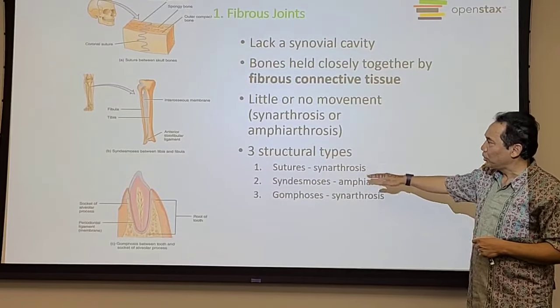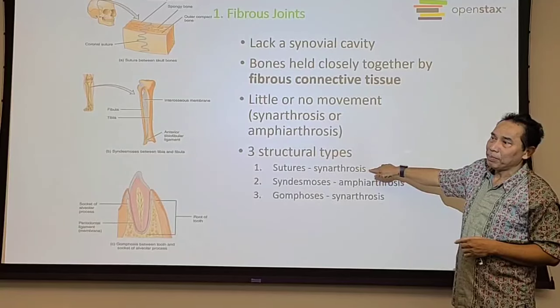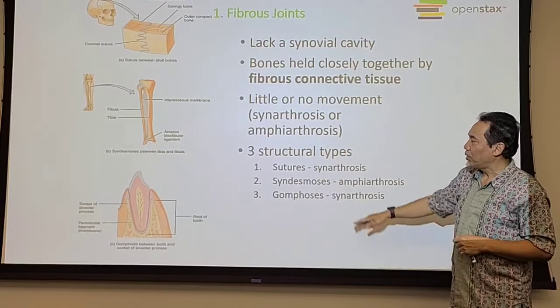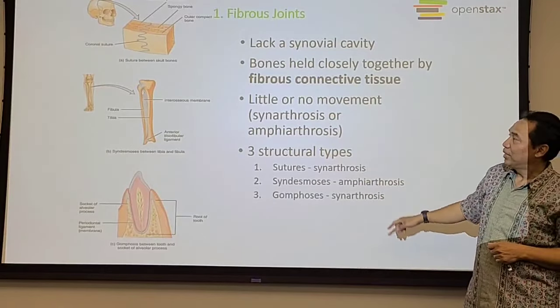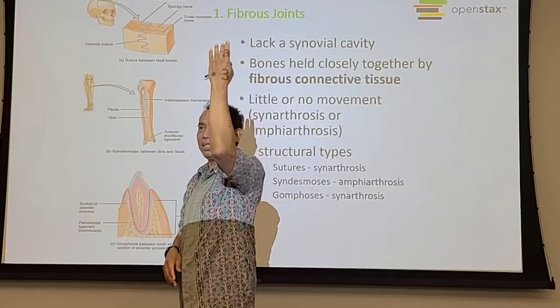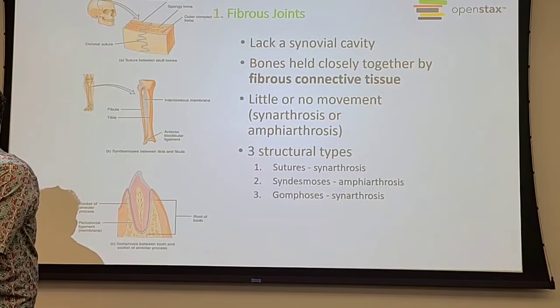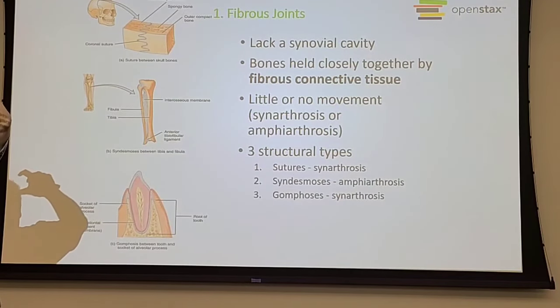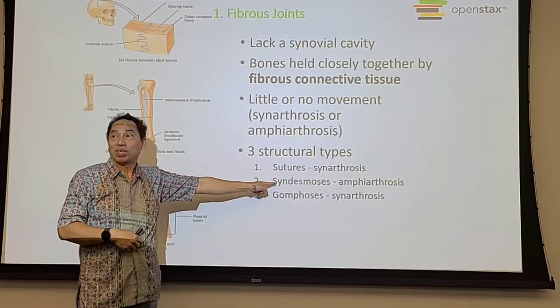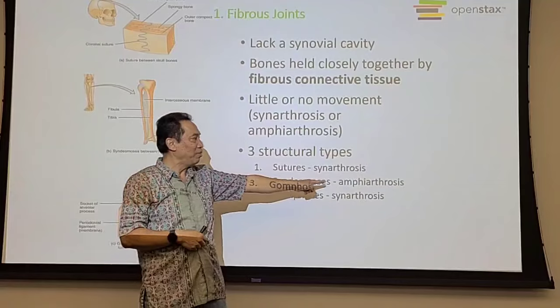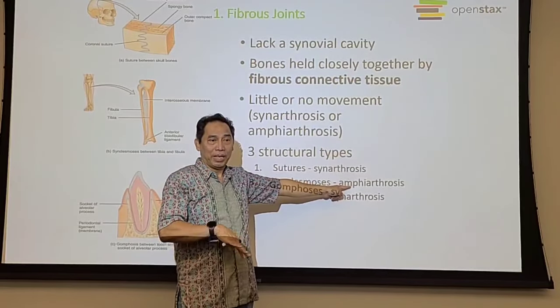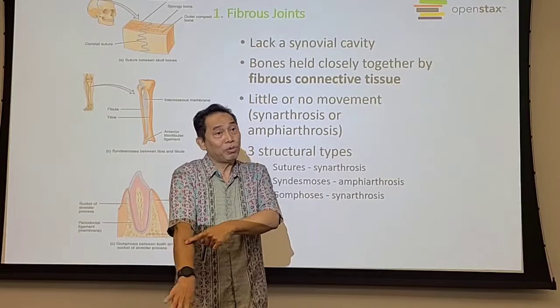Sutures are immovable. All of them are synarthrosis. The second type is called syndesmosis. This is located in only two places in our body: between the radius and ulna, where there is a long space, and between the tibia and fibula, where there is also a long space between them. That space is connected by fiber, connective tissue, and that connection is called syndesmosis. It gives a little bit of movement, slightly movable.